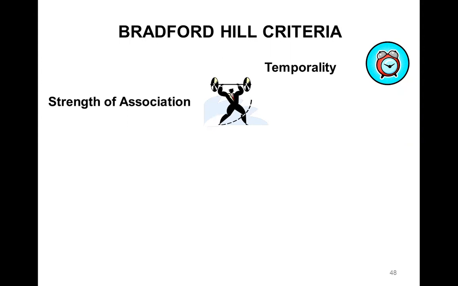Strength of association. And there are several Bradford Hill criteria that do overlap, but for strength of association, is your point estimate a big number, like 50, or is it a small number like 0.2? If you have a small but statistically significant increase, that has less strength of association than if you have an odds ratio or a risk ratio of 50, okay? So how strong is the association between your cases and controls or in your cohort study?